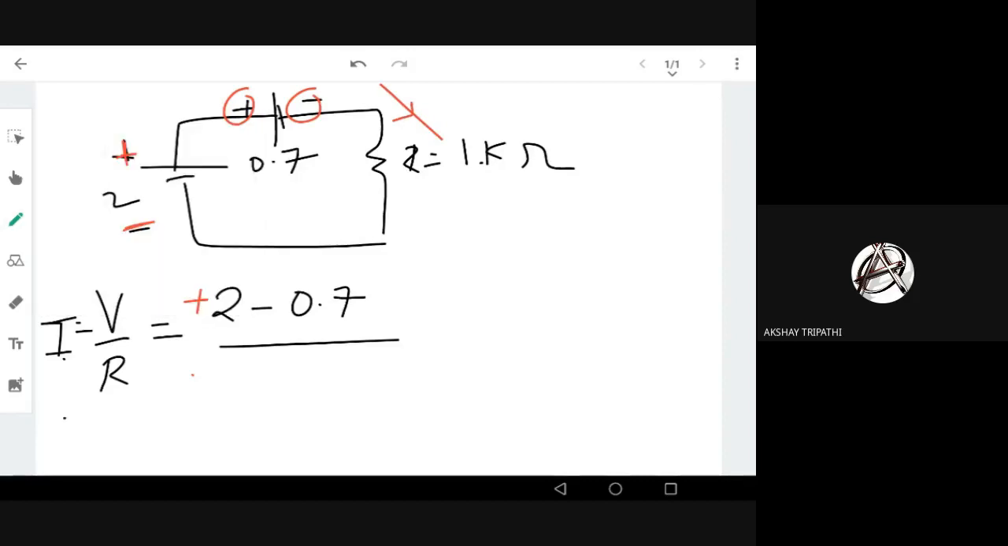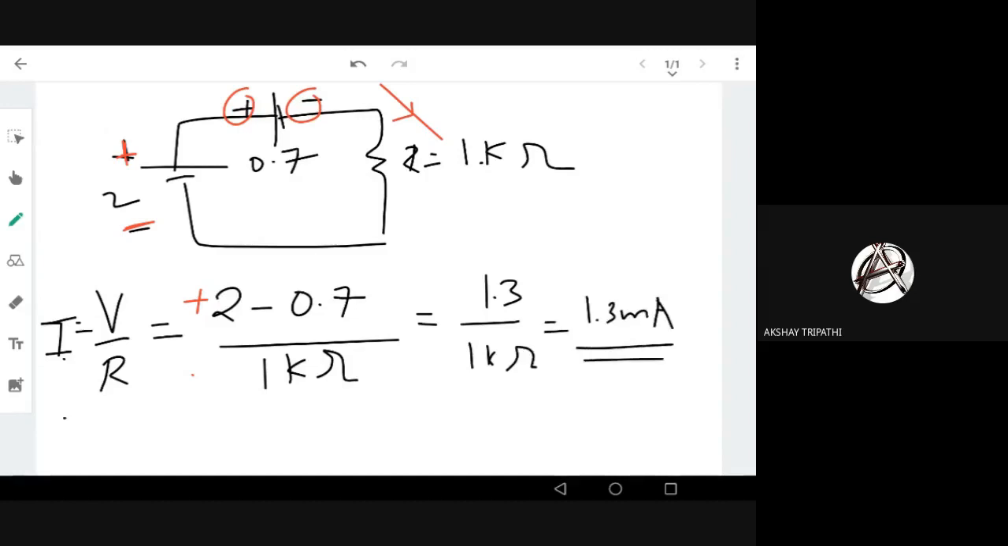So now resistance is total 1 kilo ohm. So I know 1.3 divided by 1 kilo ohm. Here the current is 1.3 milliampere, right? So what will be the voltage drop across this output resistance? V output. What is the voltage drop?